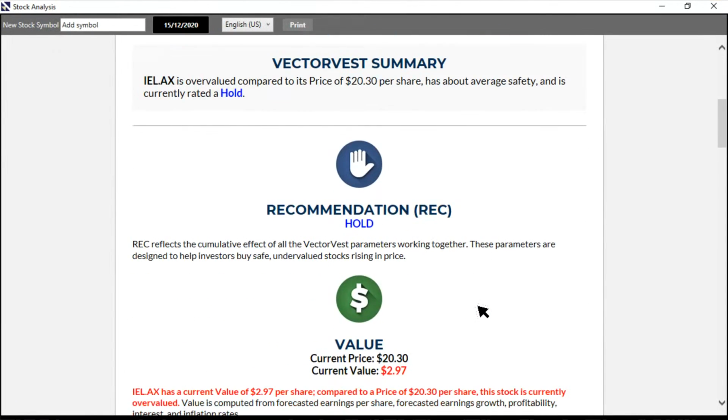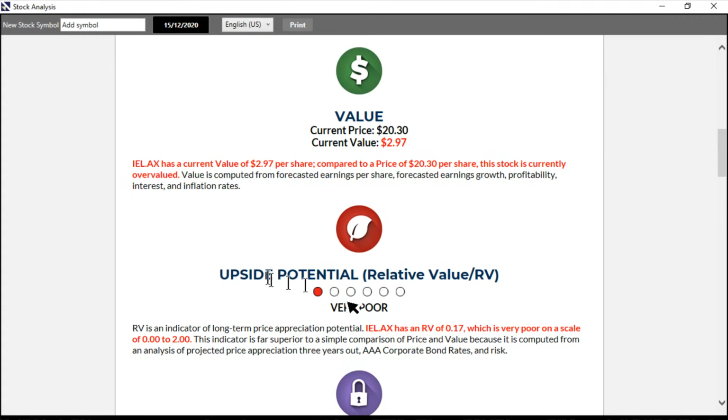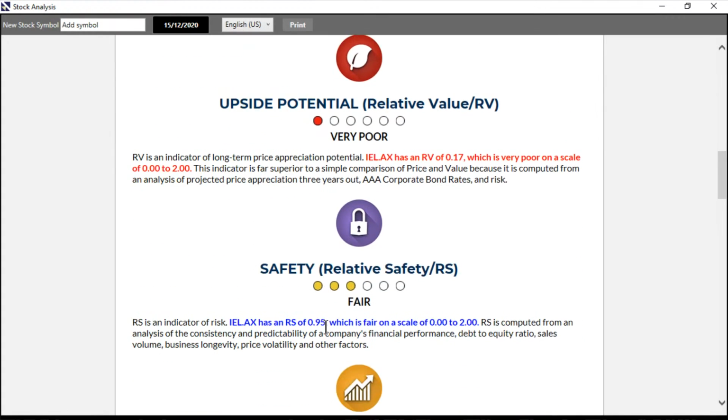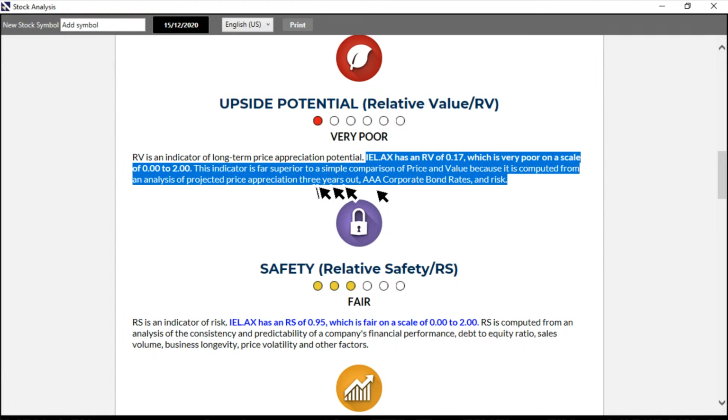If I scroll down here, you'll get the definitions. So RV, look at this, very poor, red dot there, saying be careful. RV is an indicator of long-term price appreciation potential. IEL has an RV of 0.17, which is very poor. This indicator is far superior to a simple comparison of price and value because it's computed from the analysis of projected price appreciation 3 years out. It looks at things like AAA corporate bond rates and risk.